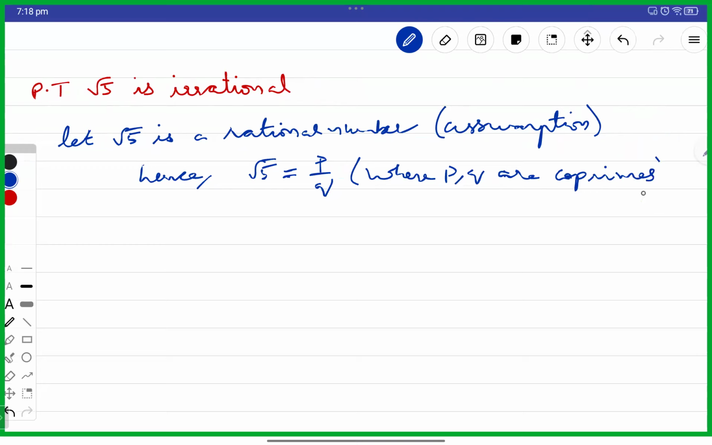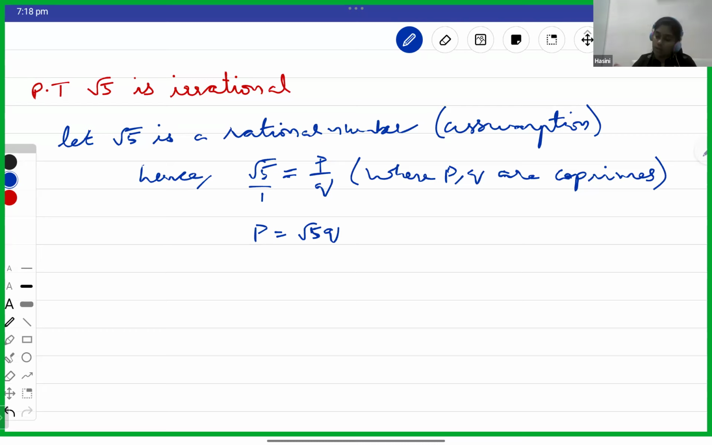Actually, as per the definition of a rational number, p and q are integers where q is not equal to 0. Here coprimes also come under integers. Now we'll cross multiply this. What we'll get? This is over 1, nothing else. So p is equal to root 5 into q. Any doubt, Hasni?